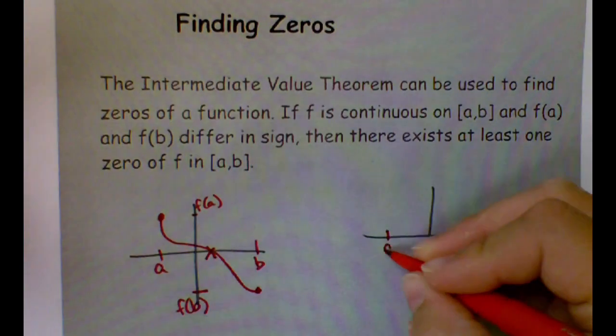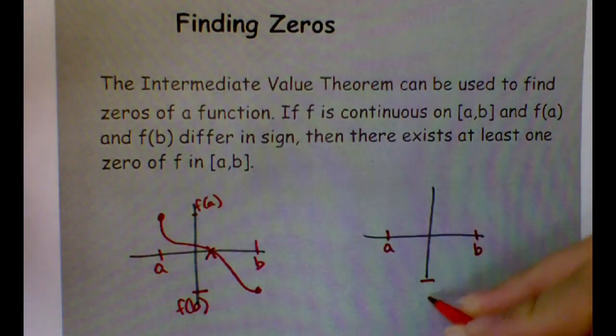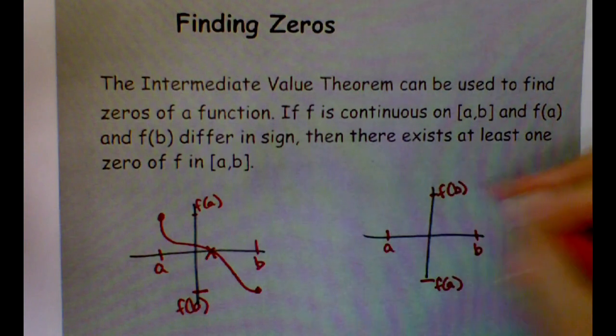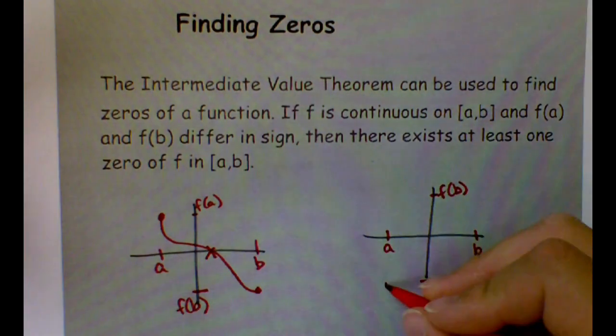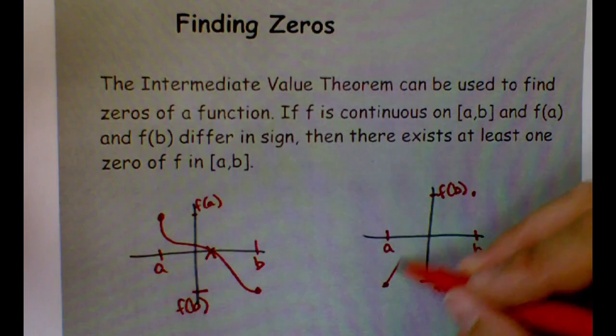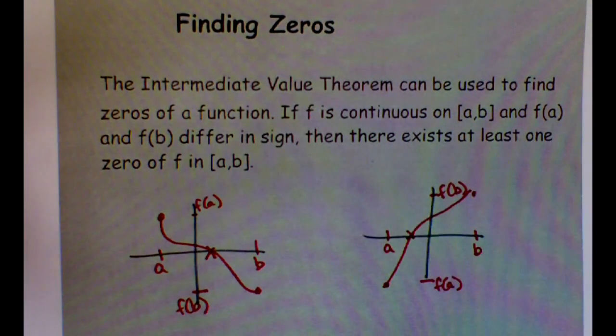For my second picture, I'll draw it the opposite way. F of a is negative. F of b is positive. They differ in sign. Is there any way for me to connect these without crossing the x-axis? Again, the answer is no. I need to have at least one x-intercept in there.